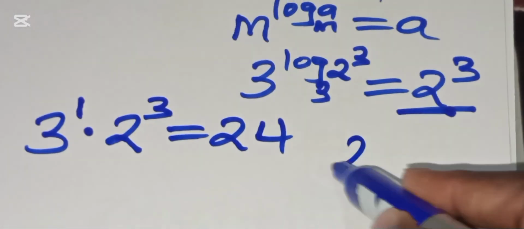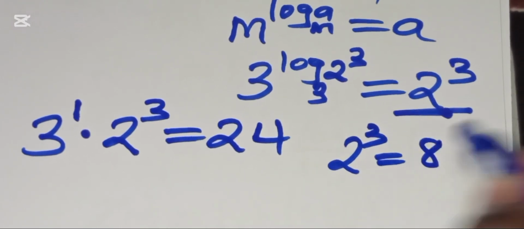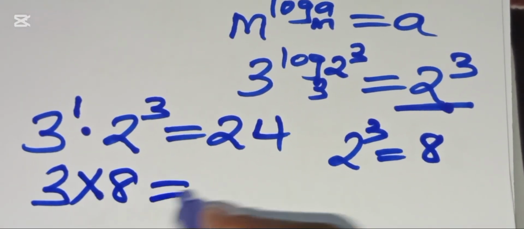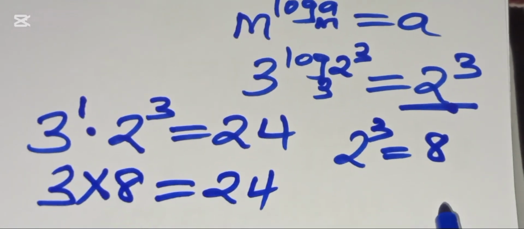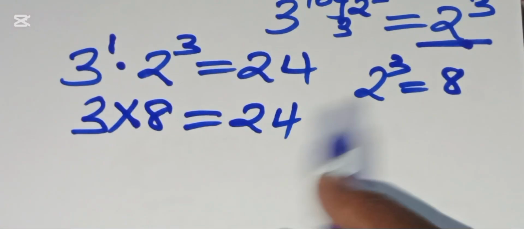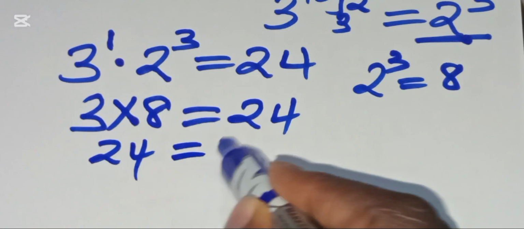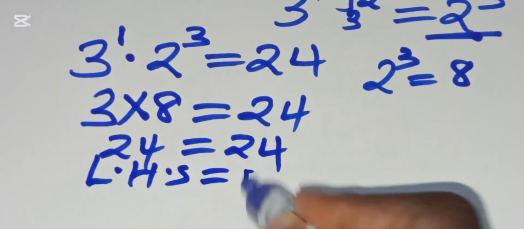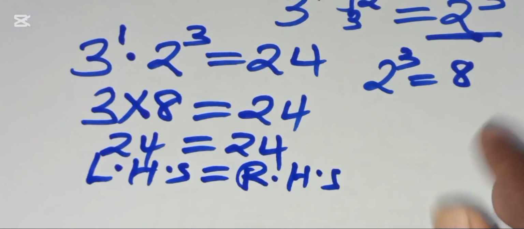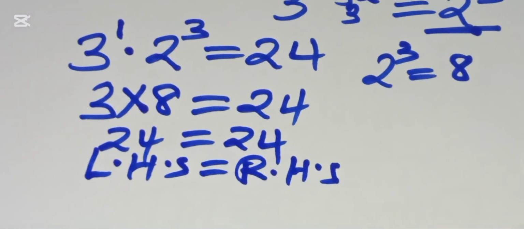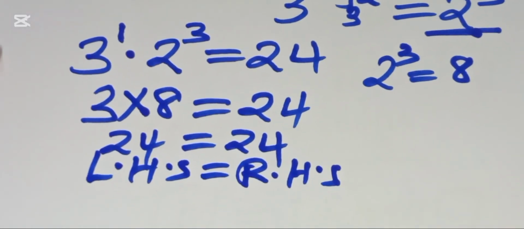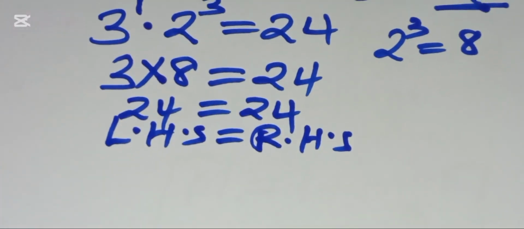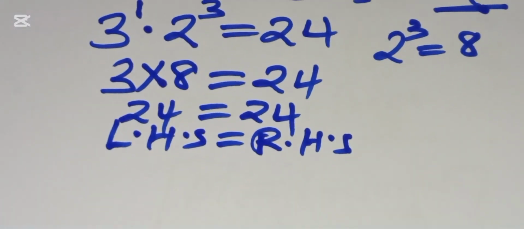So 2 raised to the power 3 is the same as 8. So this is basically 3 times 8, which is equal to 24, which happens to be equal to 24. So the left-hand side is equal to the right-hand side, and that affirms that the value of x satisfies the equation.